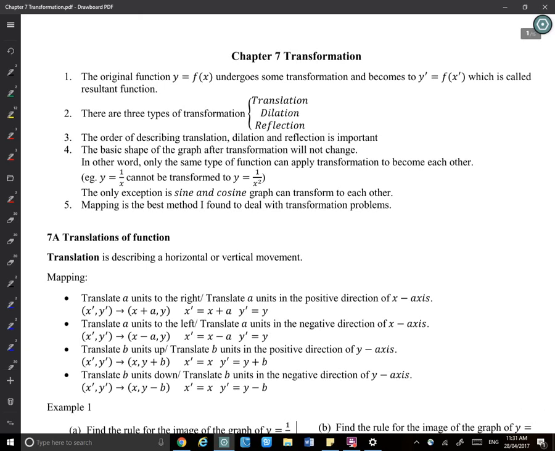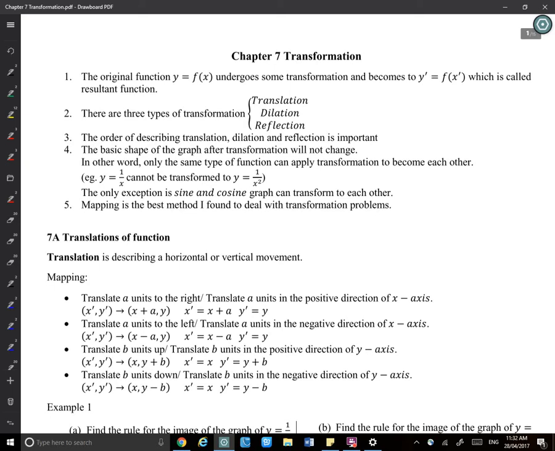Transformation will start with correct notations first. The original function y equals f(x) undergoes some transformation and becomes y' equals f(x'). So we need to distinguish between the before function and the after function first. The before function is in terms of y and x, and the after function will be y' and x'. Before and after, two functions.